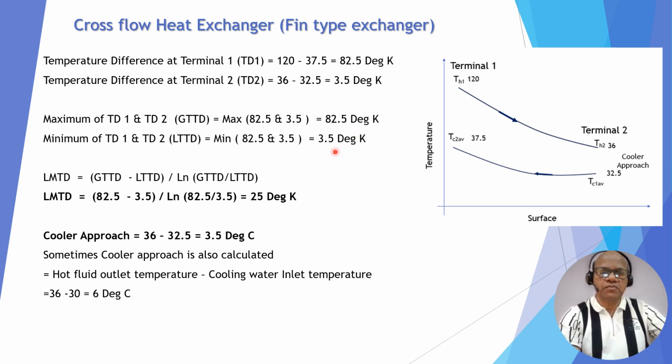So again you have to calculate the maximum, which is called GTTD, which is 82.5, and the minimum, 3.5. Then for LMTD you use the formula 82.5 minus 3.5 divided by the natural log of 82.5 divided by 3.5, which is 25. Now what is the cooler approach? In fact, this is the cooler approach, 36 minus 32.5, which is 3.5. But as I said, in industry it is normally calculated as 36 minus the inlet of cooling water, which is 6 degrees.